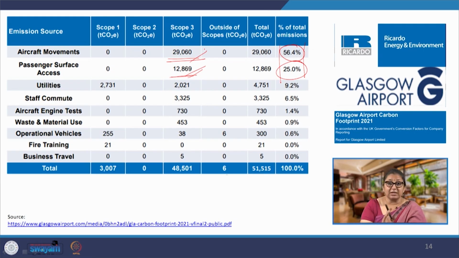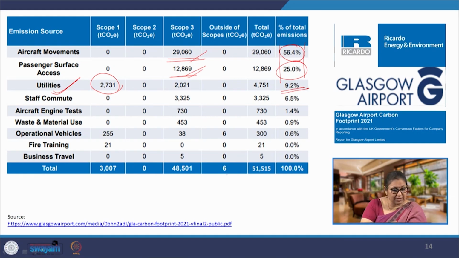The scope 1 is primarily coming from the utilities. Now, what are utilities? Utilities are all the facilities that are on the ground, including buildings and services for the functioning of this airport. We are talking about Glasgow airport here. So, we see that there is a significant contribution, close to 10%, due to the utilities that are directly under control, which are primarily being run in the buildings.